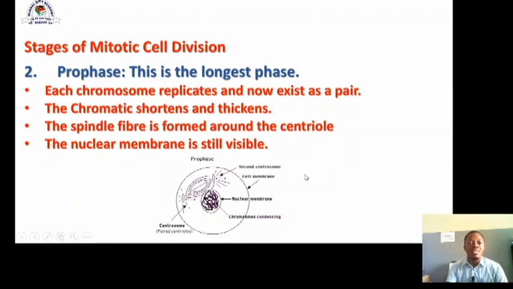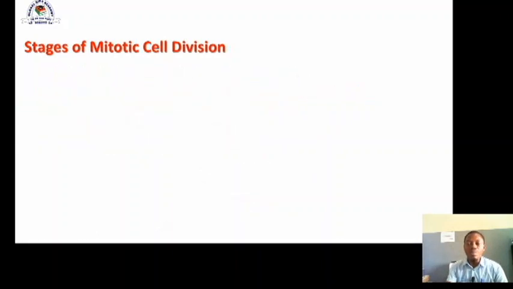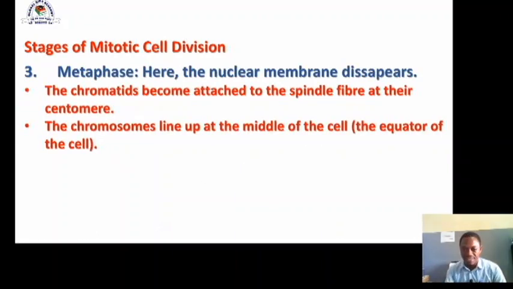Now let's consider the second phase of mitotic cell division, which is metaphase. Here the nuclear membrane disappears, so the nuclear membrane is no longer intact or visible around the chromosome. The chromatids now become attached to the spindle fiber at their centromere. So what do I mean by this centromere? It is the joining portion of the two chromatids that makes them a pair of chromosomes.